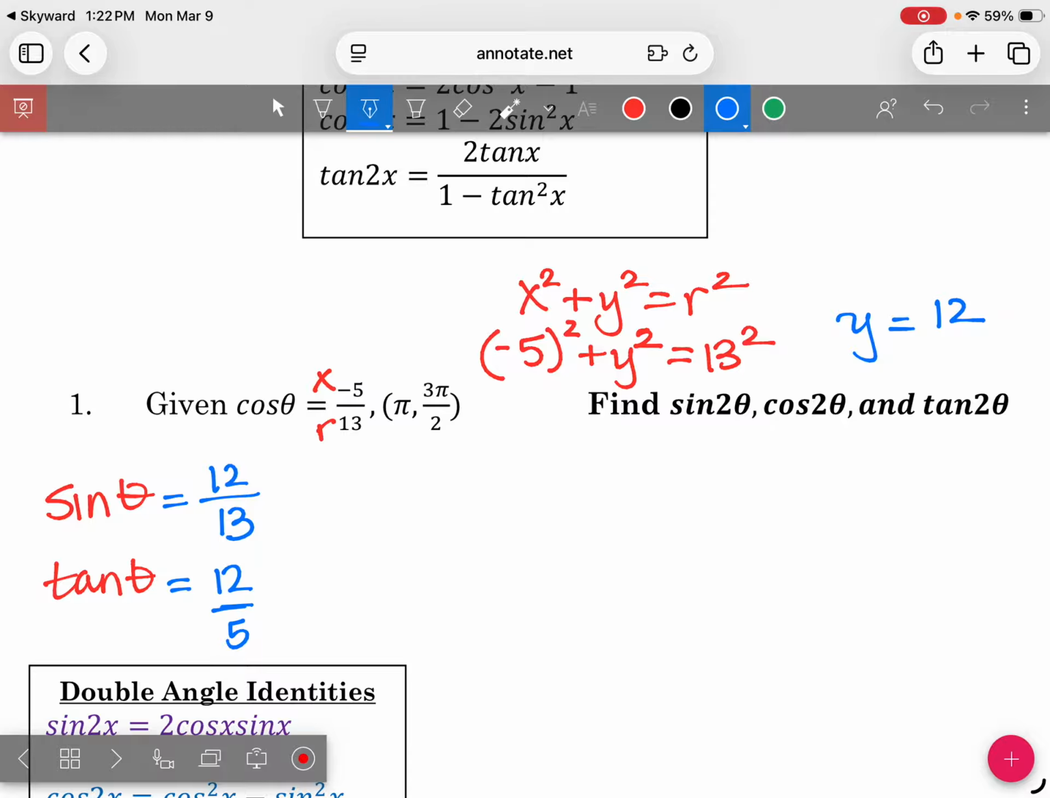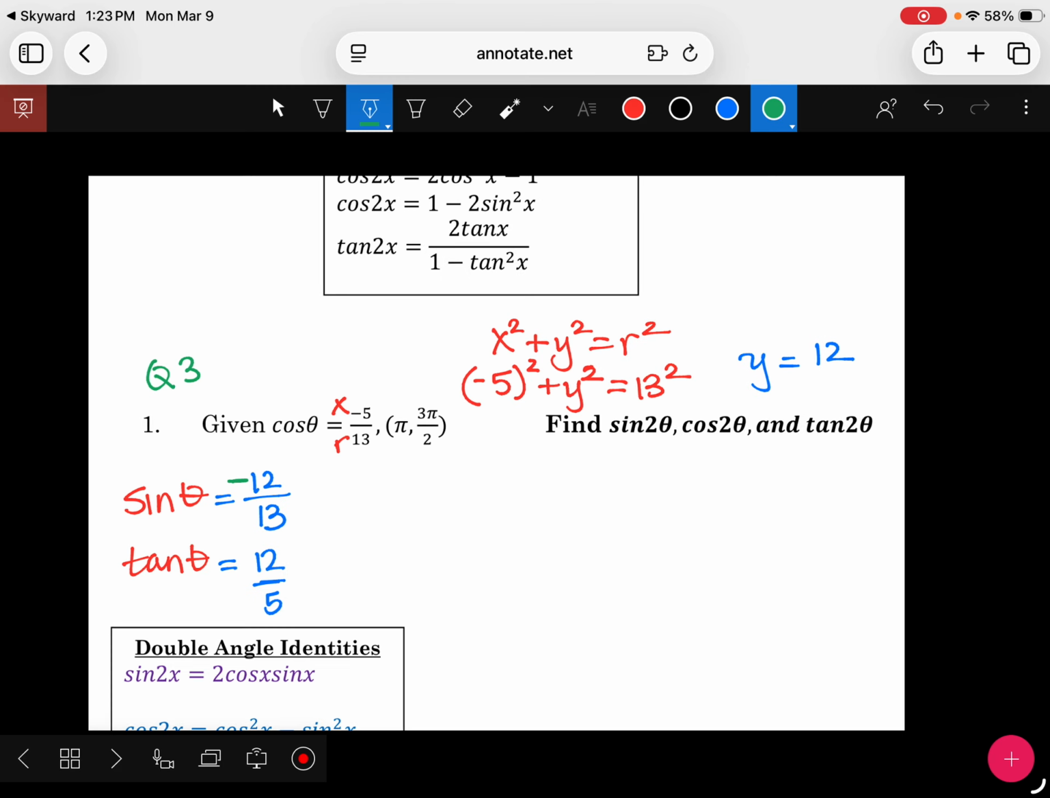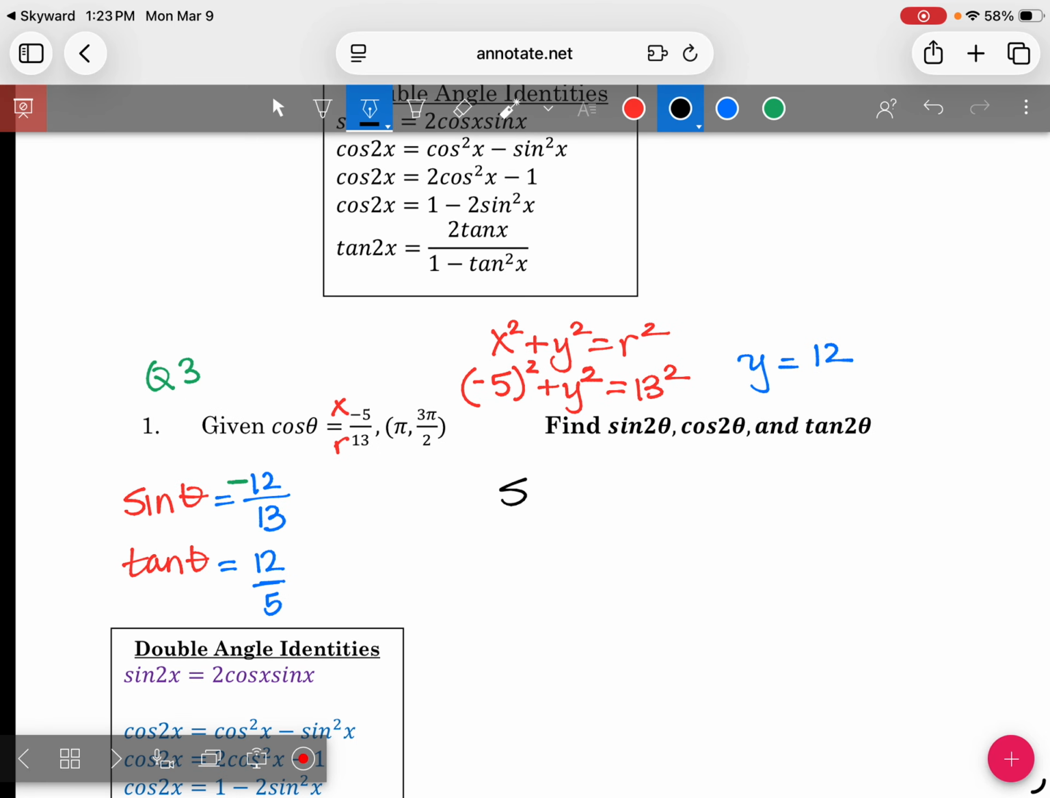But there's something really important here. Can you show me with your fingers? If it's telling me to go from pi to 3 pi over 2, what quadrant are we in? Show me with your fingers, where are we at? What quadrant starts at pi and ends at 3 pi over 2? It's in 3. And in quadrant 3, sine is negative. So we've got to put a negative in front of that sine. Tangent, though, is positive. So let's get started. We got it. So now let's do our sine double angle.